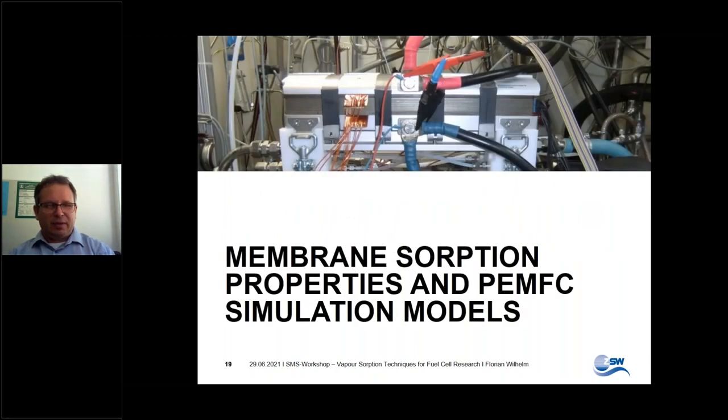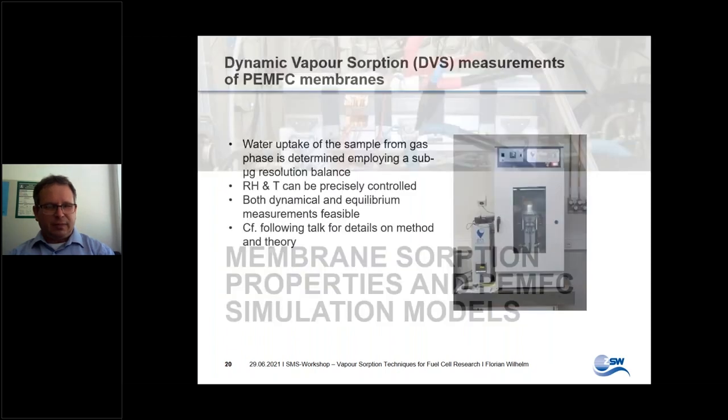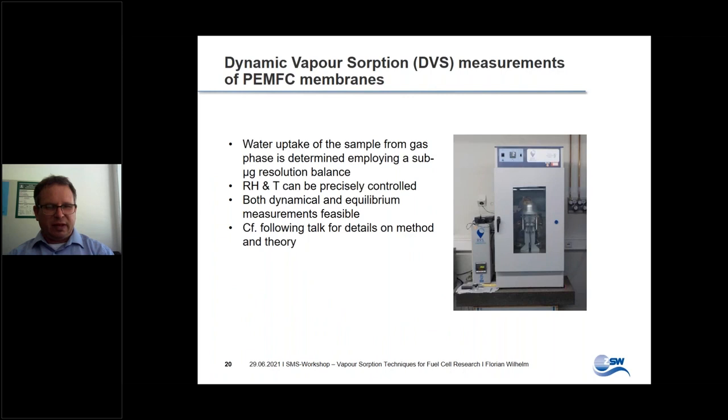Okay, now we're coming to the second component I wanted to focus on today, that is the membrane. And here especially the sorption properties and their relation to PEMFC models. For this, we're employing a dynamic vapor sorption instrument as presented by Thomas before. Now, in short, what can it do? It can measure the water uptake of the sample from gas phase, employing a sub-microgram resolution balance.